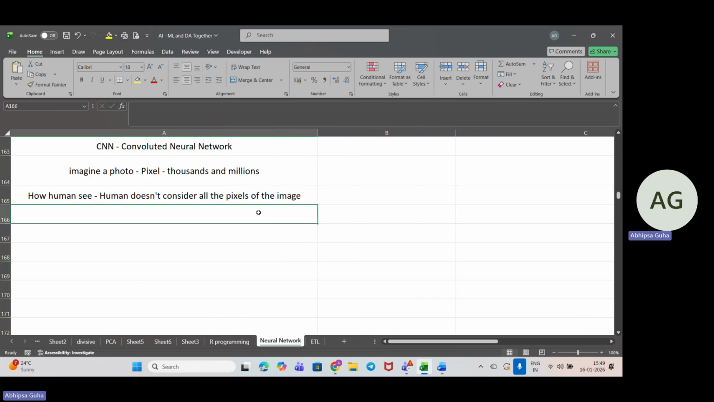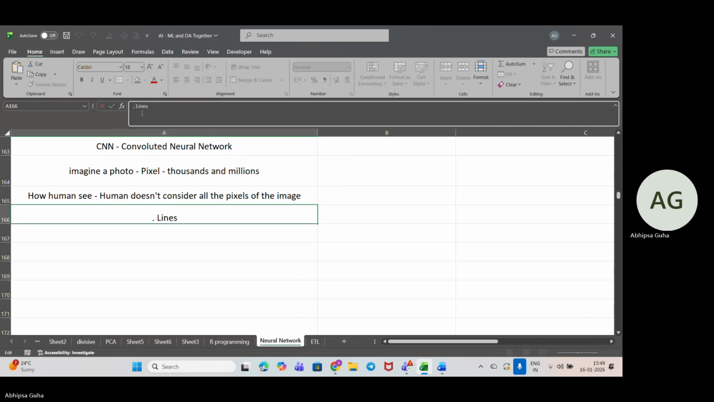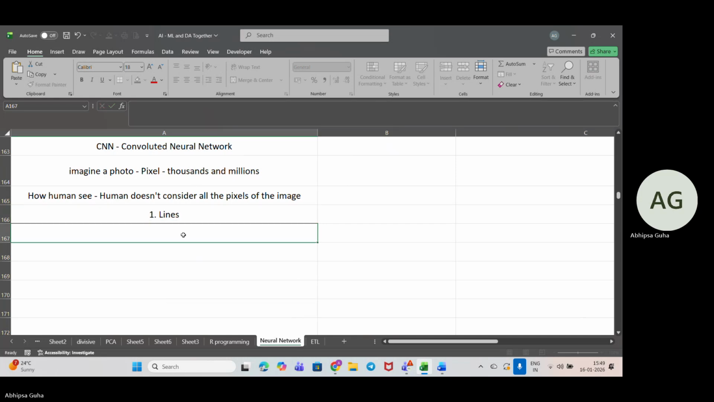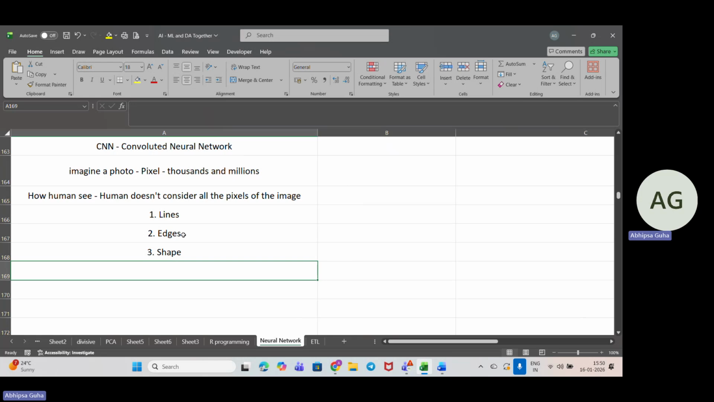So it actually takes the lines, then coming down to edges. Coming down, we see the shape. Next, we see the object, right? This is what we are doing. So the entire same thing has been mimicked by CNN.